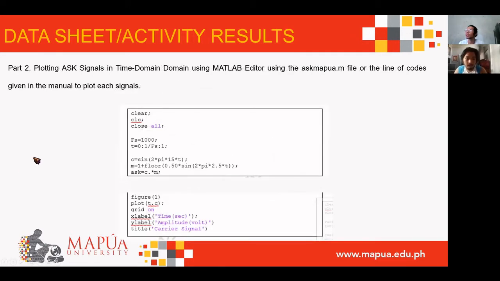So in part 2, we are asked to use the MATLAB editor using the line of codes that are given in the manual, and/or the function file that is already uploaded or given to us, so that we can generate the plots using the program or the MATLAB editor. And on the output, we must show the figures such as the carrier signal, pulse signal, and the ASK signal.